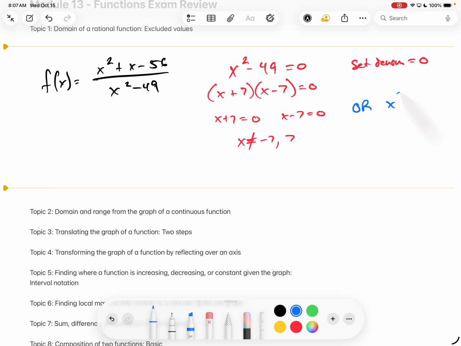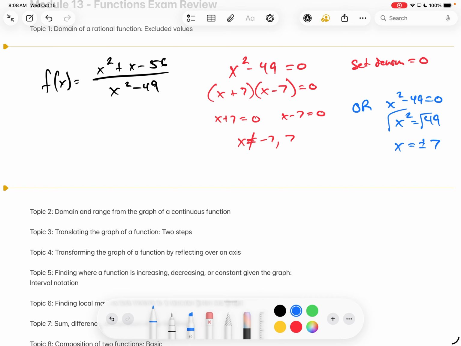The other way to solve this, which I think is slightly easier, if you just have x squared, you can solve for x squared and then do the square root of both sides. So you get x plus or minus 7. Doesn't matter which way you solve it, though. That's just a different option there.